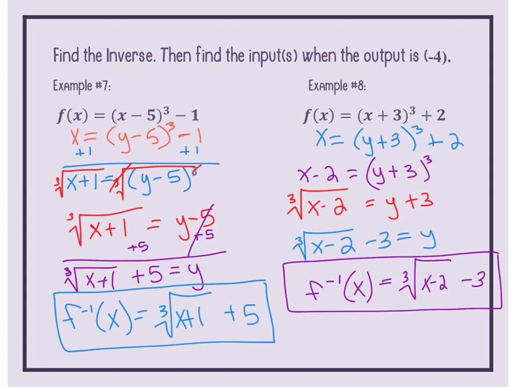Hopefully you got this right. I will quickly explain it. I switched the x and y. Remember, this is a y right here. I switched them. The next step was to move the 2 over by subtracting it. You have to do the opposite sign.